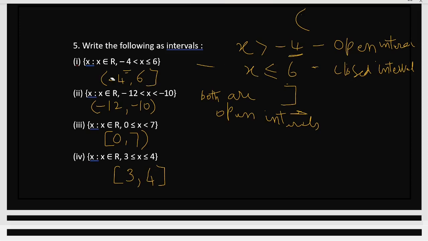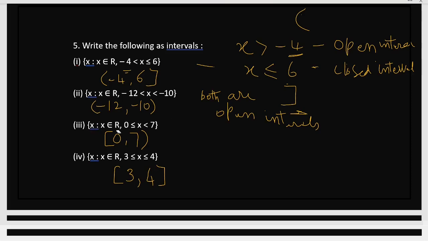Understood? Next question is {x such that x belongs to R, minus 12 is less than x and x is less than minus 10}. Minus 12 is less than x, that means an open interval, so normal parenthesis at minus 12. Then x is also less than minus 10. This is also an open interval. So (minus 12, minus 10), both in parenthesis. This is an open interval.